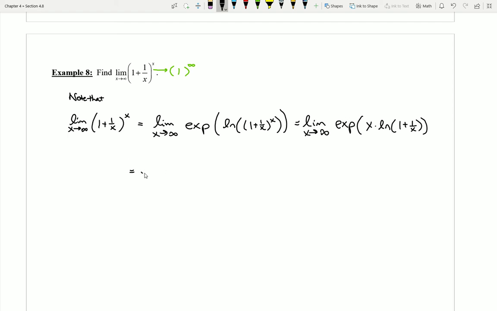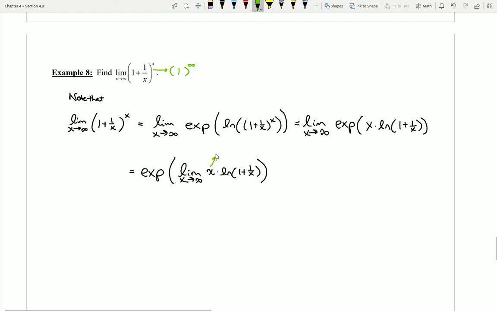So I'm going to go ahead and say this is now exp of my limit, x moving towards infinity, of x times the natural log of 1 plus 1 over x. Now if I could evaluate this limit, I would be instantly done with this question.